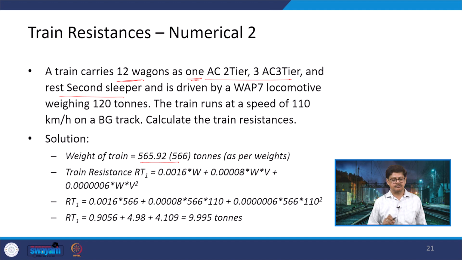This is on the basis of the weights of those wagons, and it is driven by a WAP7 locomotive which has a weight of 120 tons. So, this is also added to this 565.92. The train is running at a speed of 110 kilometers per hour. So, again using the same formula which we have just discussed, when we put the values here, what we get is 9.995 tons, or roughly 10 tons, of resistance in this particular case.